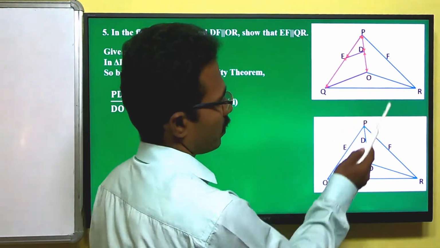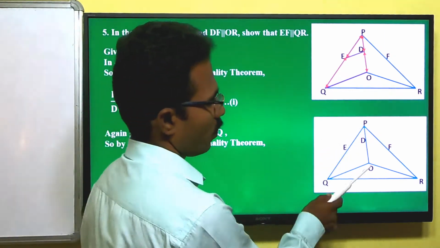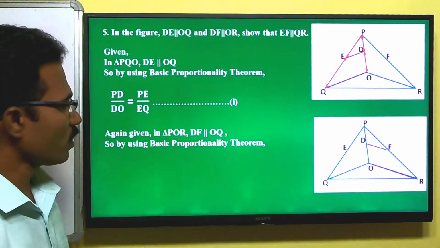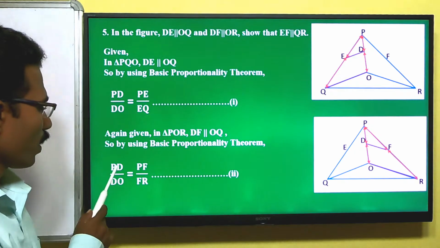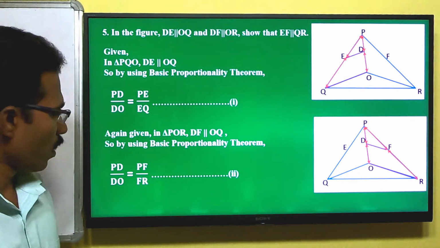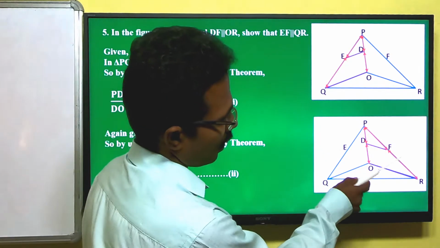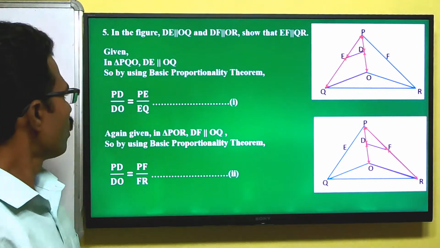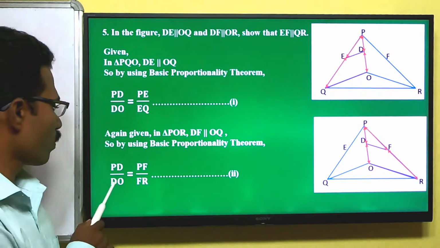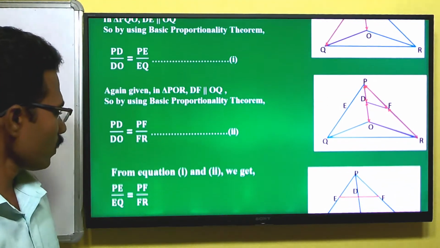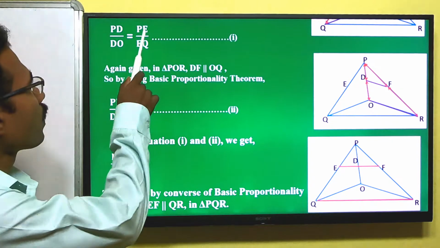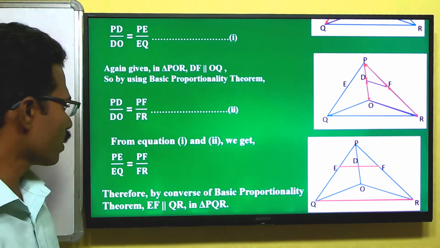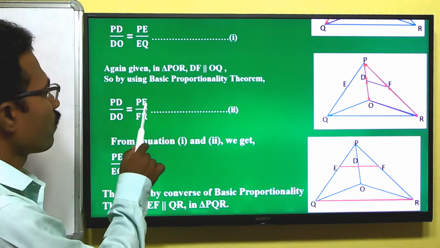Now we take the right hand side triangle, POR, where DF is parallel to OR. Using the basic proportionality theorem, PD upon DO equals PF upon FR. This is equation number 2. From these two equations, PD upon DO is common. Therefore, from equations 1 and 2, PE upon EQ equals PF upon FR.